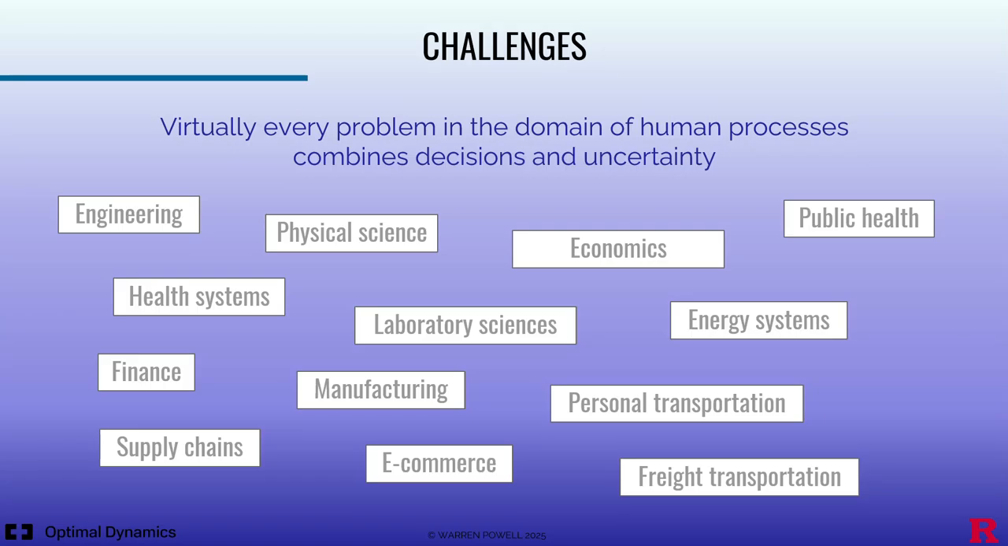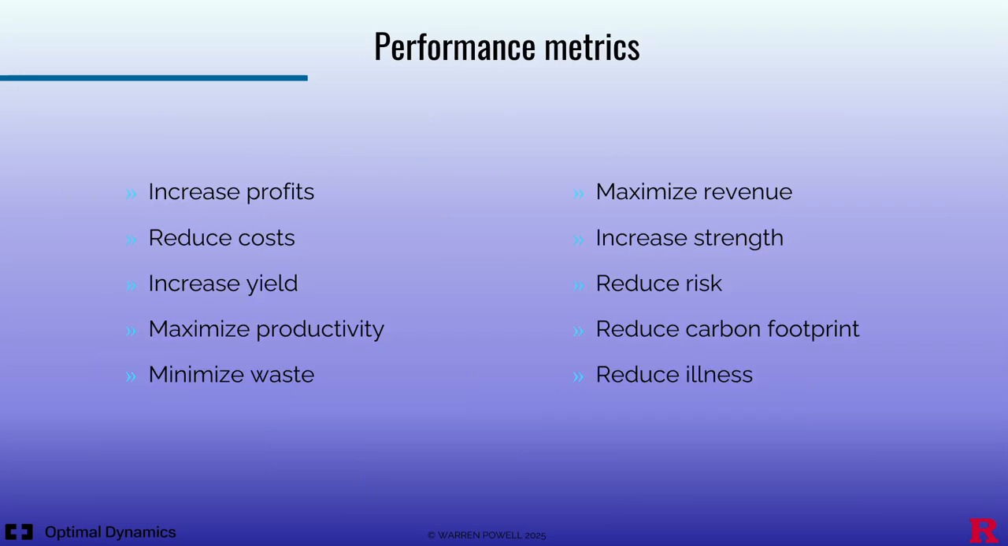Now, all of these are examples of human processes. And every time you put humans in there, we make decisions and we have uncertainty as information evolves. What we're trying to do is do something better. We'd like to increase profits or reduce costs. Maybe I'd like to increase the strength of a material, minimize waste, or reduce my carbon footprint.